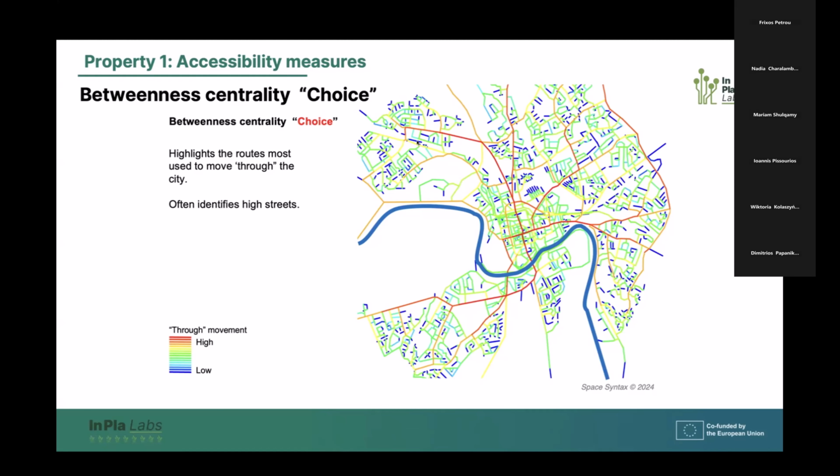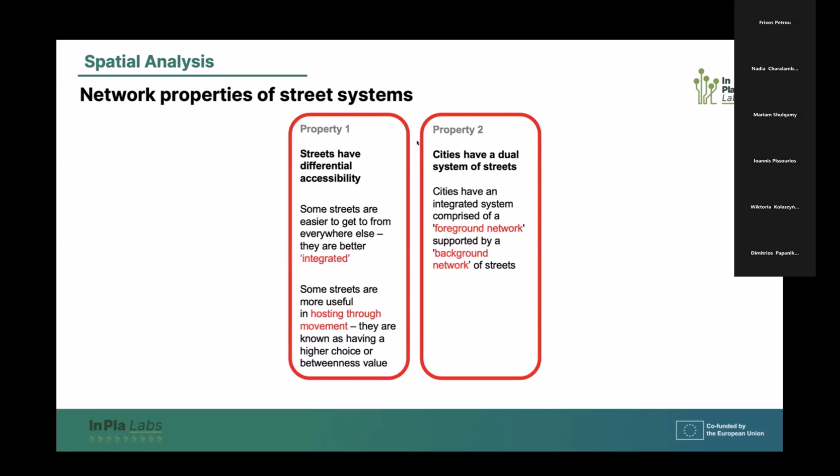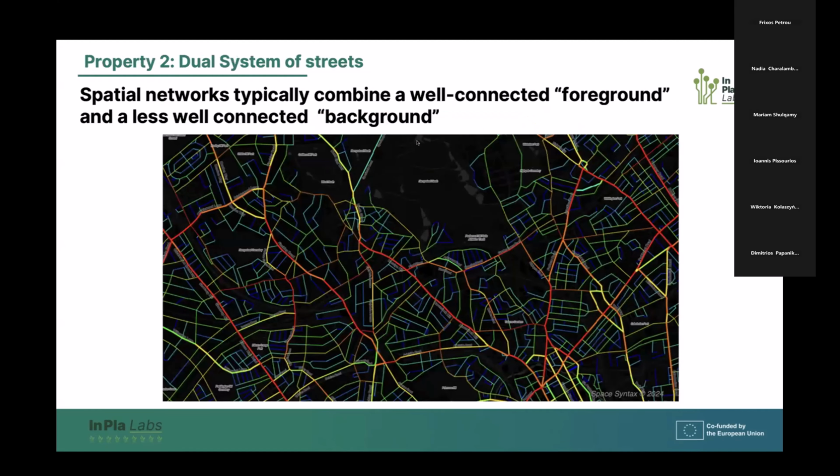So now we can move to the second property, the dual system of streets. As we explained before, spatial networks typically combine a well-connected foreground and a less well-connected organic or natural background, and this in turn creates an integrated double-layered system in the city.